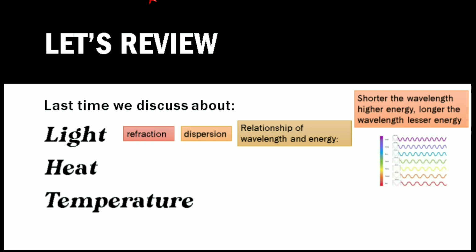We have also discussed the difference for the energy and the wavelength of the colors in the spectrum. The energy of the red color is lesser compared to the energy of the violet color because the wavelength of the violet color is shorter compared to the wavelength of the red color.